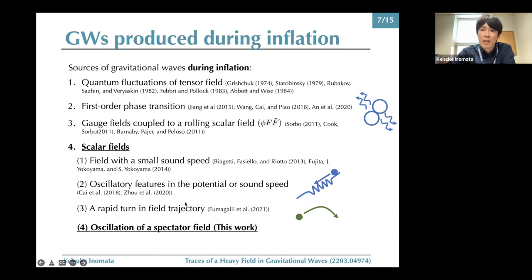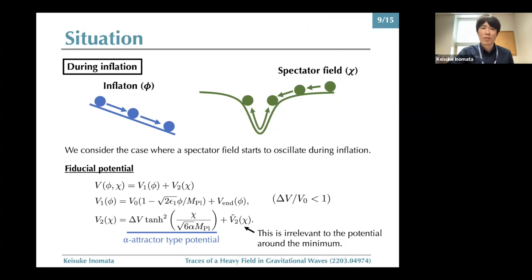Okay, so now let me move on to the main section of this talk. First, let me explain the situation that I consider. Again, this is the situation. I consider a spectator field which starts to oscillate during the inflation. And as a fiducial potential, I consider this kind of potential.